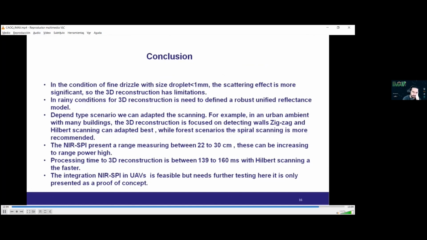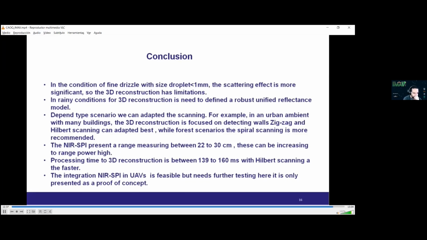In the entire scenario, we can adapt the scanning. For example, in an urban environment, we have many buildings. The 3D reconstruction is focused on detecting, where zigzag and fiber scanning can adapt best. While for other scenarios, the speed scanning is more recommended. The next speed represents a right measure between 22 to 30 centimeters. This can be increased at a higher height.